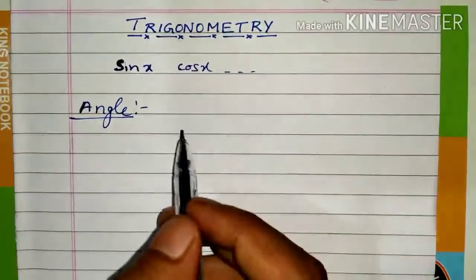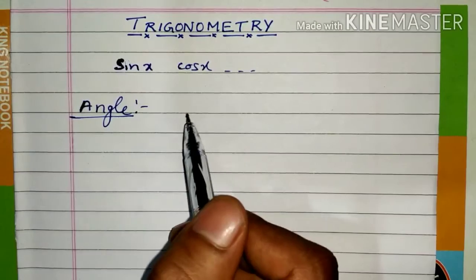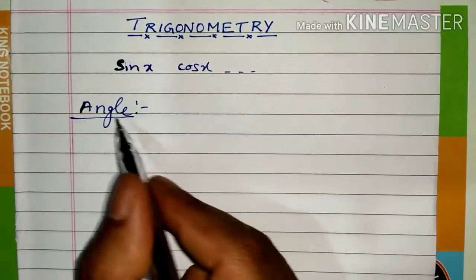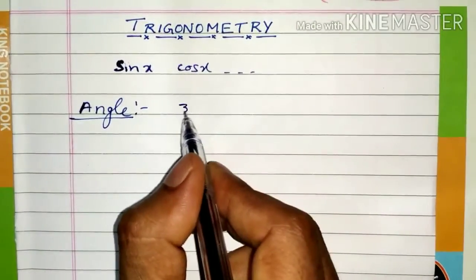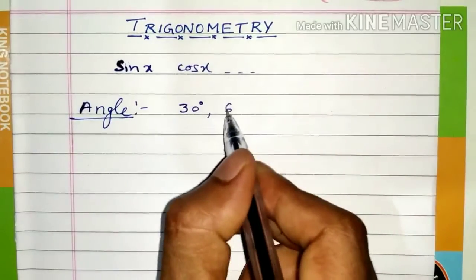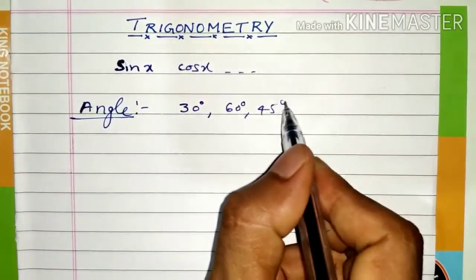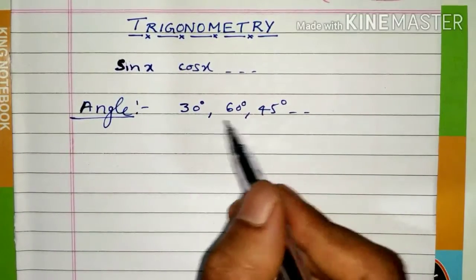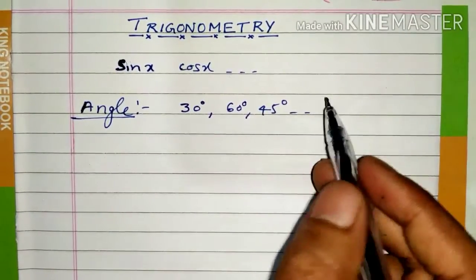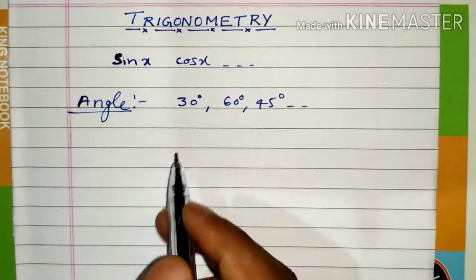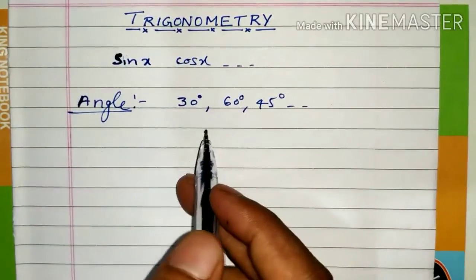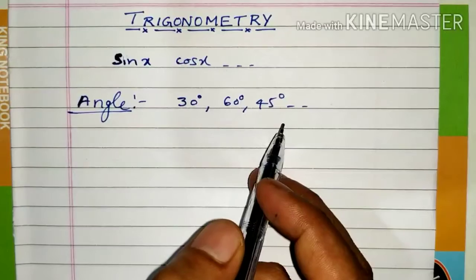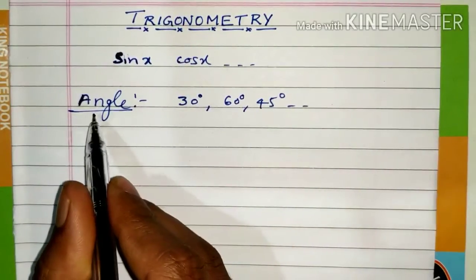From primary and high school itself, you are familiar with angles, right? Like drawing 30 degree, 60 degree, 45 degree. All these angles you have drawn using protractor, correct? 30 degree, 60 degree and 45 degree. Here we shall discuss how 1 degree is defined, or 30 degree is defined. So we shall discuss the actual definition of angle.